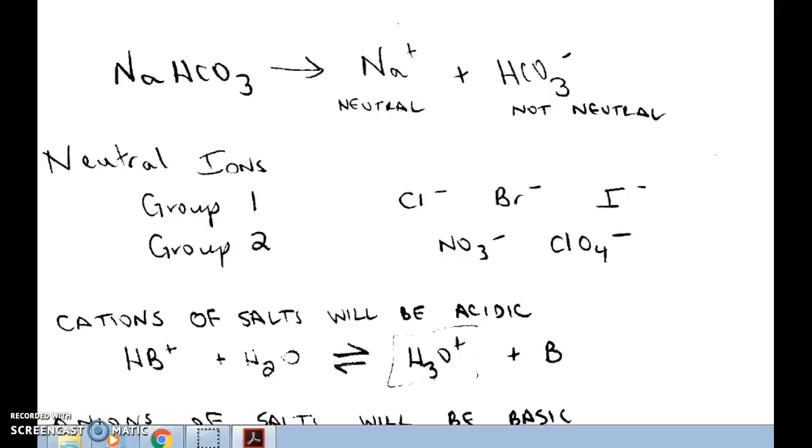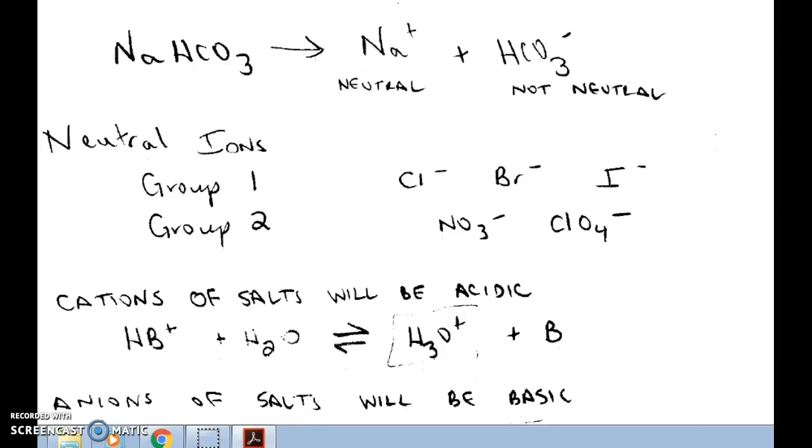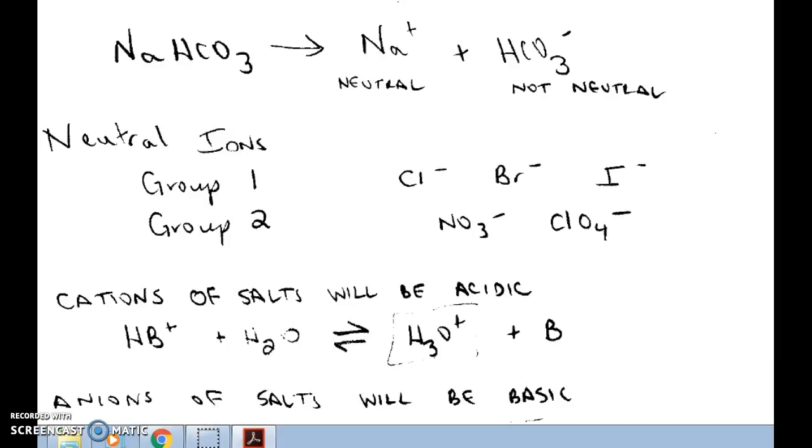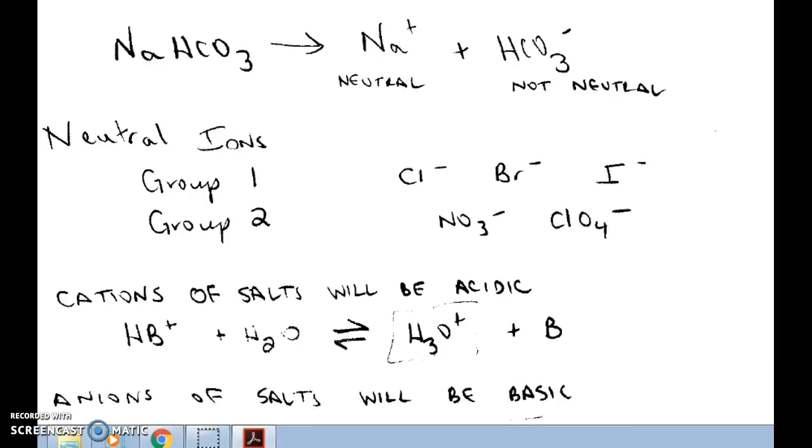So, as you recall from ChemGuy, the neutral ions are the group 1 and 2 cations. So those would be the cations of the strong bases. And then they are the anions of the strong acids except sulfate. So chloride, bromide, iodide, nitrate, and perchlorate. So if we have a salt that has either acidic or basic properties, it will be the cations that would have acid properties, since they would be conjugate acids of weak bases.